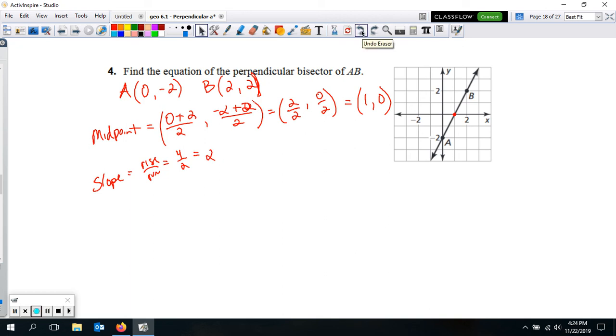So now we'd want to figure out, okay, what's the opposite reciprocal slope? That would be our perpendicular slope. So the perpendicular slope, the opposite is going to be negative, and the reciprocal of 2 is 1/2.